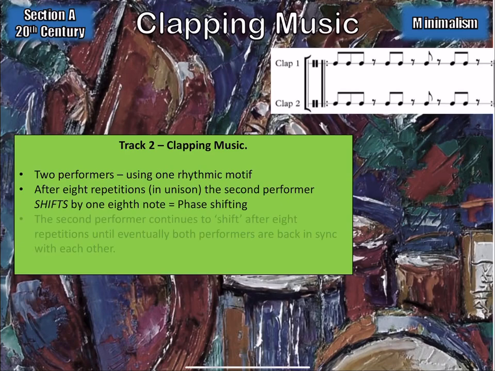So gradually, what happens is the second performer, again after 8 repetitions, shifts again by another eighth note. And then after 8 repetitions of that, again by another eighth note. And eventually, the 2 performers end back in time together, and that's how they end the piece. So this is a great example of the technique phase shifting, which was on one of the earlier slides.